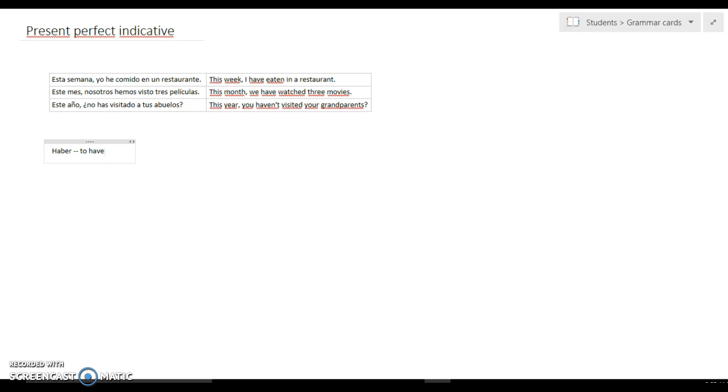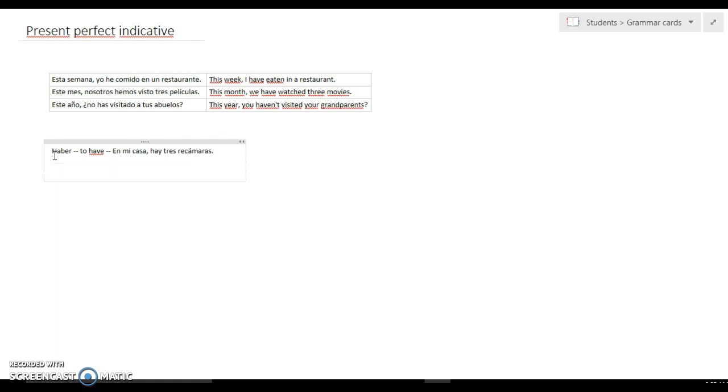And you're familiar with this verb from Spanish 1 when you were talking about the verb hay. So en mi casa hay 3 recámaras. In my house, there are 3 bedrooms. Okay, so in other words, my house has 3 bedrooms. Okay, so let's talk about haber.